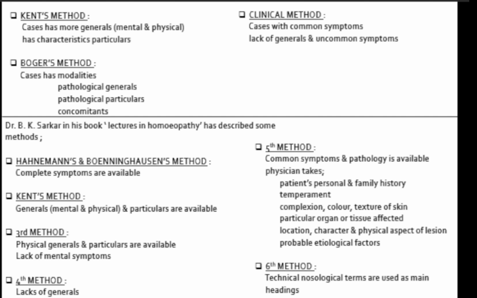The fifth method is fascinating. It's for when you only have common symptoms and pathology. Here you have to play detective with the patient's background. You look at their family history, temperament, skin complexion, their specific organ affected, and the probable cause of the illness. And lastly, the sixth method is used when we rely mainly on technical medical names, that is nosological terms, as our main headings to find the remedy.